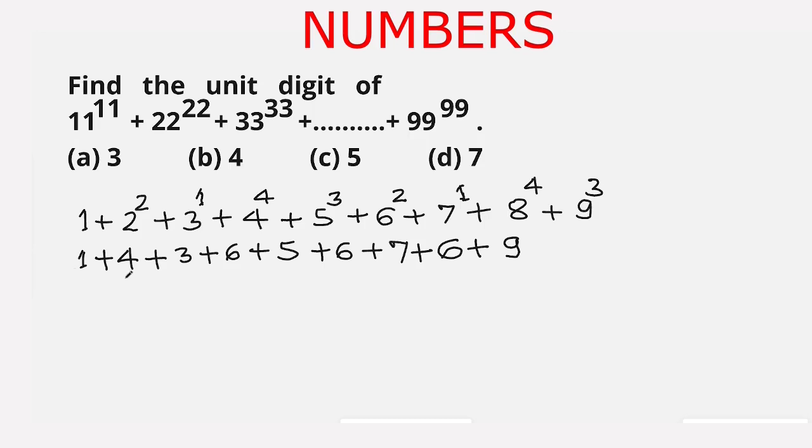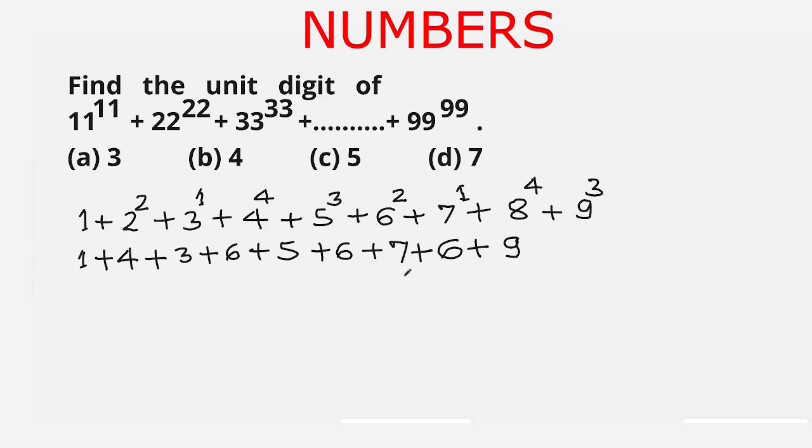1 plus 4 is 5. 5 plus 3 is 8. 8 plus 6 is 14. And ones place digit is 4. 4 plus 5 is 9. 9 plus 6 is 15. And ones place is 5.